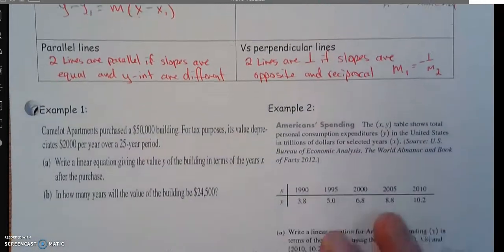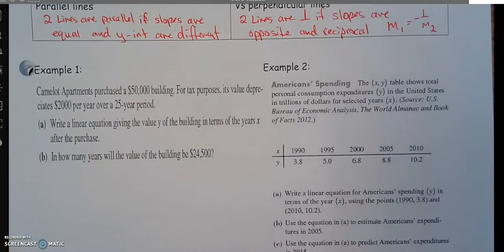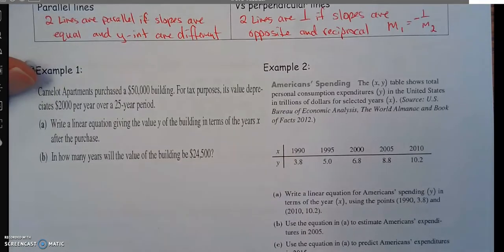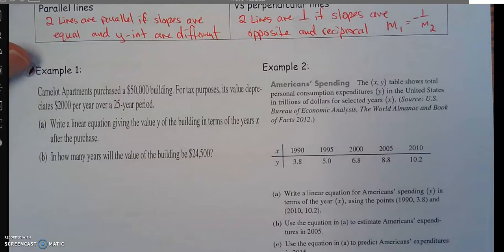So some examples here. We've got Camelot Apartments purchase a $50,000 building. For tax purposes, its value depreciates $2,000 per year over a 25-year period. It's obviously not very accurate real world-wise, because eventually it's going to be worth nothing. So write a linear equation giving the value y of the building in terms of x.